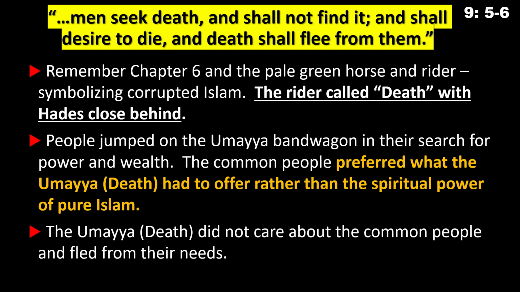End quote. Remember chapter 6 and the pale green horse and rider, symbolizing corrupted Islam. The rider called Death, with Hades close behind. People jumped on the Umayyad bandwagon in their search for power and wealth. The common people preferred what the Umayyad, Death, had to offer rather than the spiritual power of pure Islam. The Umayyad did not care about the common people and fled from their needs. The people were in this torment of the spirit for this 150 years.